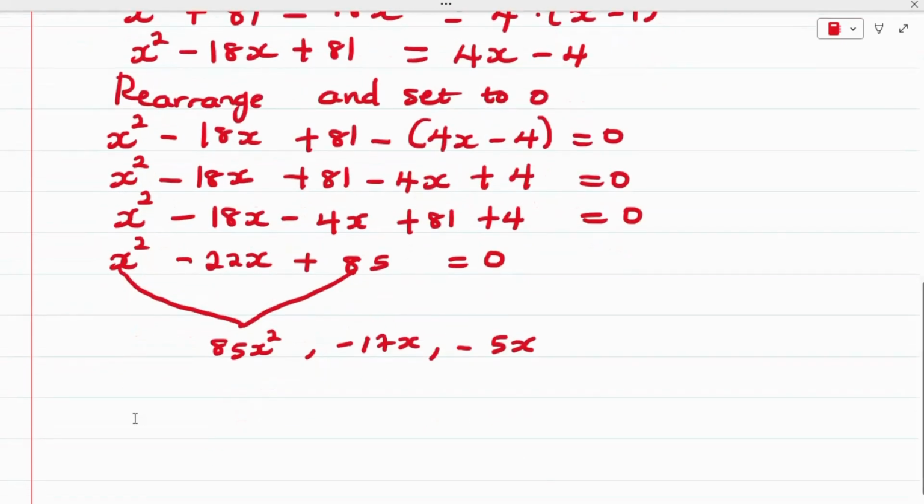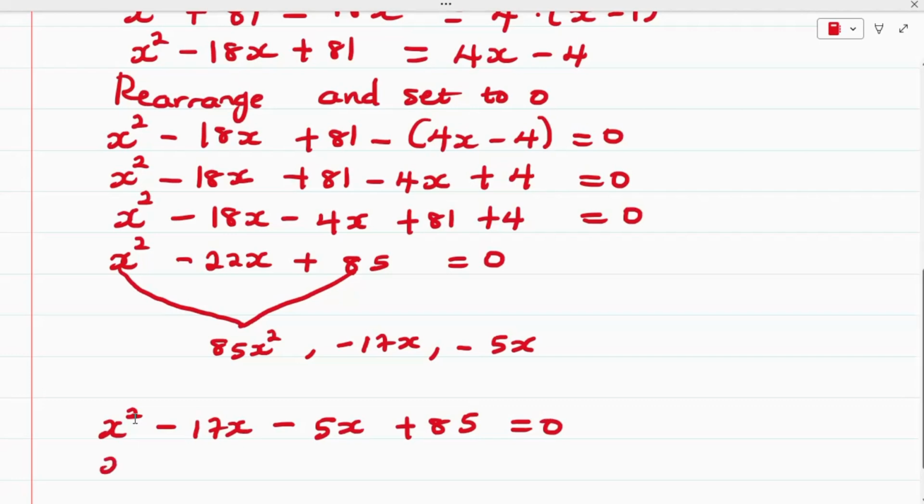Alright, so at this point, in place of minus 22x, we are going to put minus 17x minus 5x. So we have x squared minus 17x minus 5x plus 85, and this is equal to 0. So we want to simply factor this out.